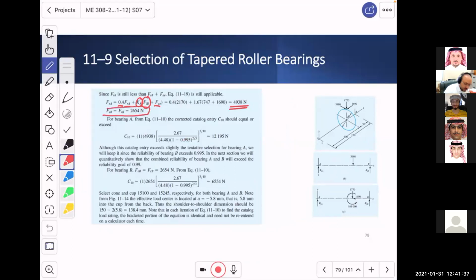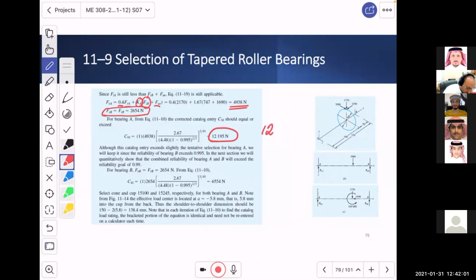FEB will still be the same. Why? Because it is equal to the radial load, and the radial load didn't change. So if we recalculate, we will get 12,195 Newton. This is more than what we picked.